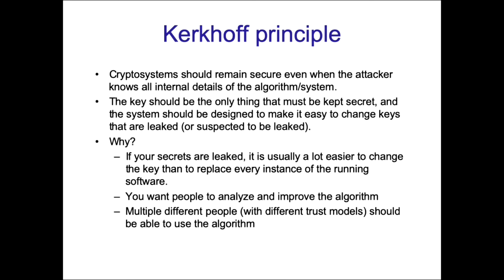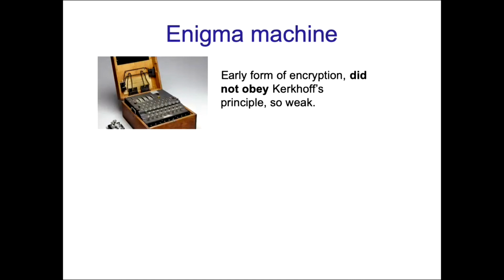One of the early forms of encryption was the Enigma machine, which in retrospect is a very, very, very weak form of encryption. It doesn't obey Kerckhoff's principle, so not surprisingly, it's weak. How many of you have heard of the Enigma machine? Great. The second question is, how many of you watched the movie about Turing? Okay, that kind of explains it as well.